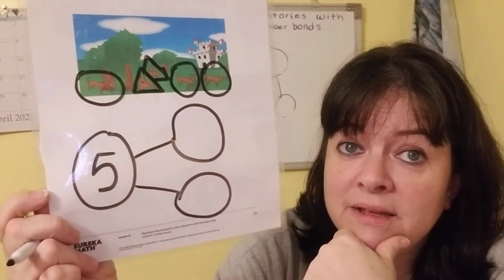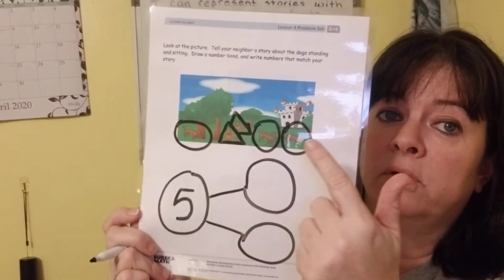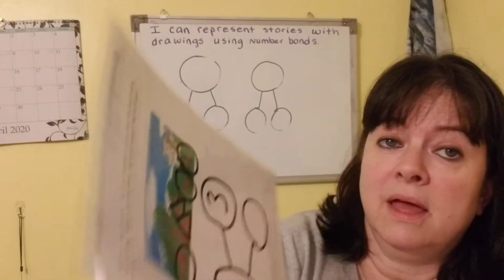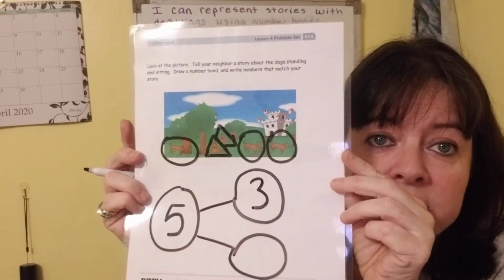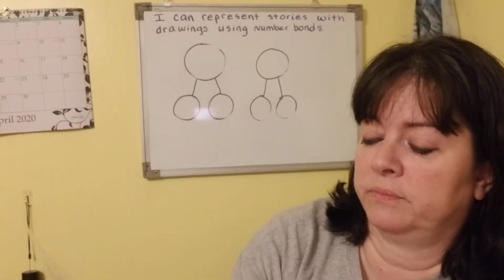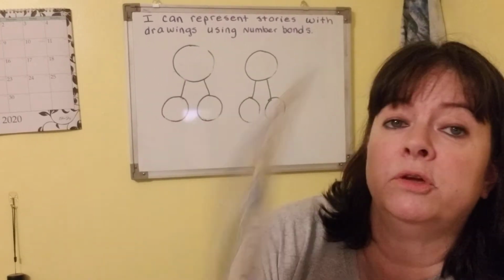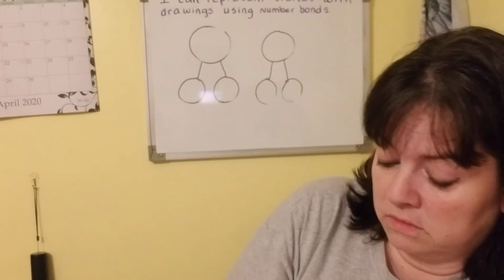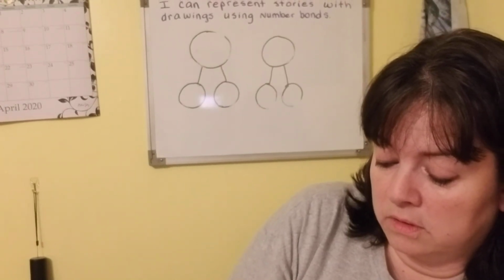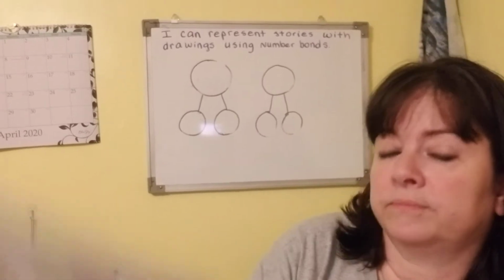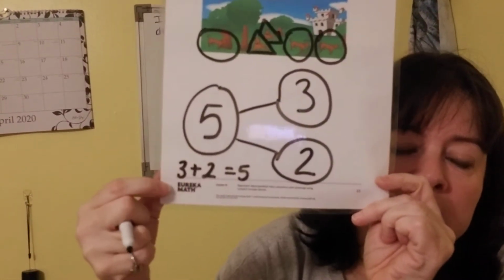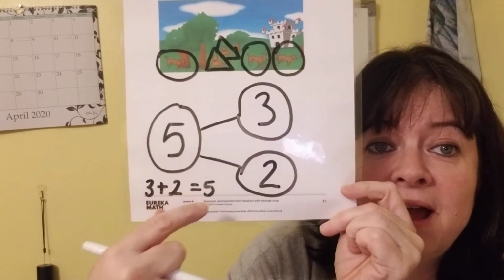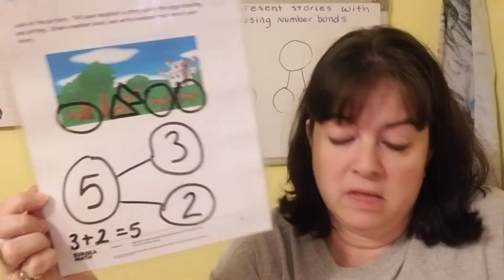So we have 5, right? How many were standing and guarding the castle? 3. 3 circled dogs. How many were laying down and taking their break? 2. Okay, so we have 2. All right, so if we wanted to write this out as an equation, we could write that. And what that means is 3 standing up dogs plus 2 laying down dogs equals 5 guard dogs.